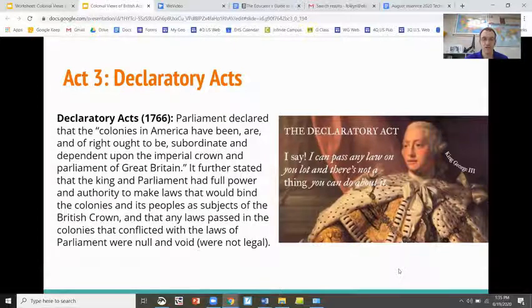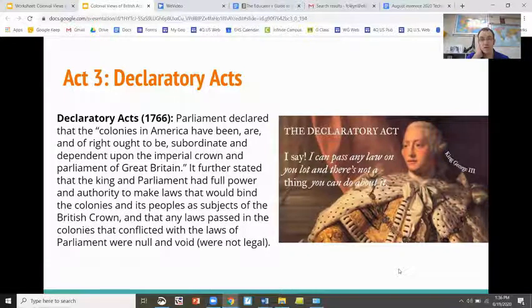It further stated the king and Parliament had full power and authority to make laws that should bind the colonies and its people as subjects of the British crown, and that any laws passed in the colonies that conflicted with the laws of Parliament were null and void. They were not legal. So basically, the King of Britain and the Parliament, their representative group, are saying to the colonies, look, we get to tax you however we want to, and we get to make whatever laws we want to that you're going to have to follow.